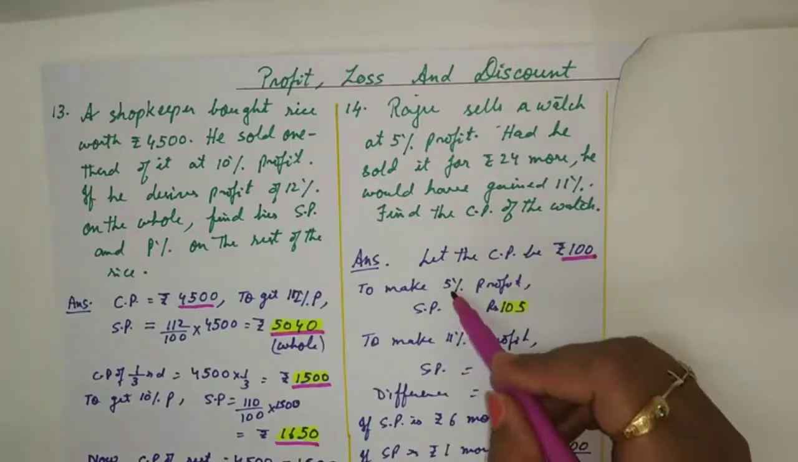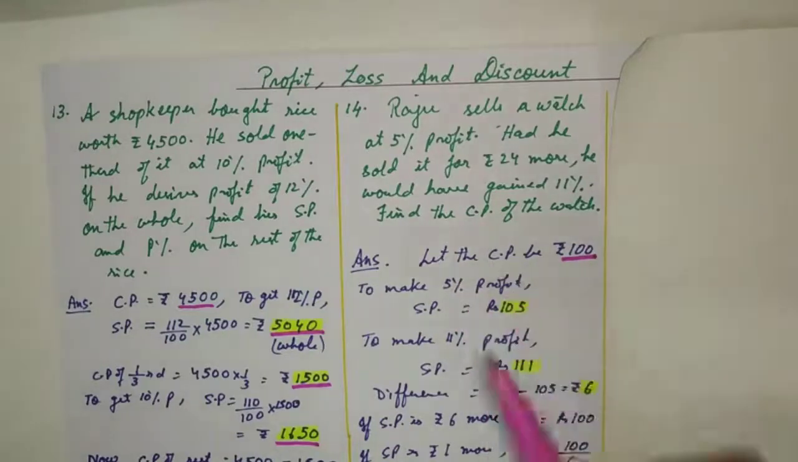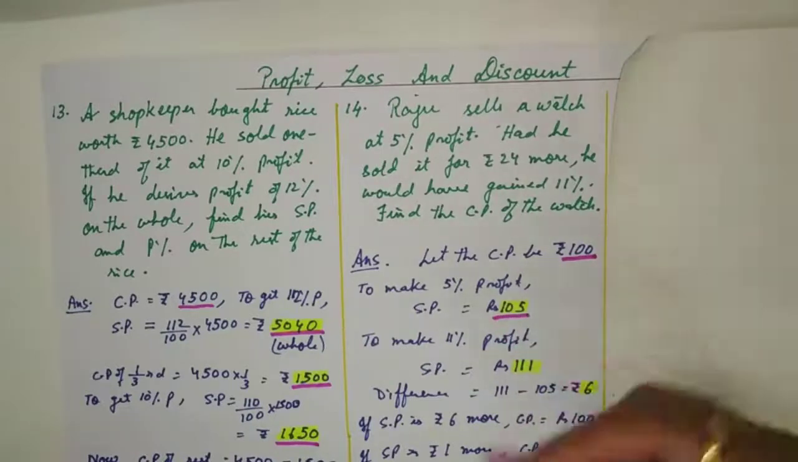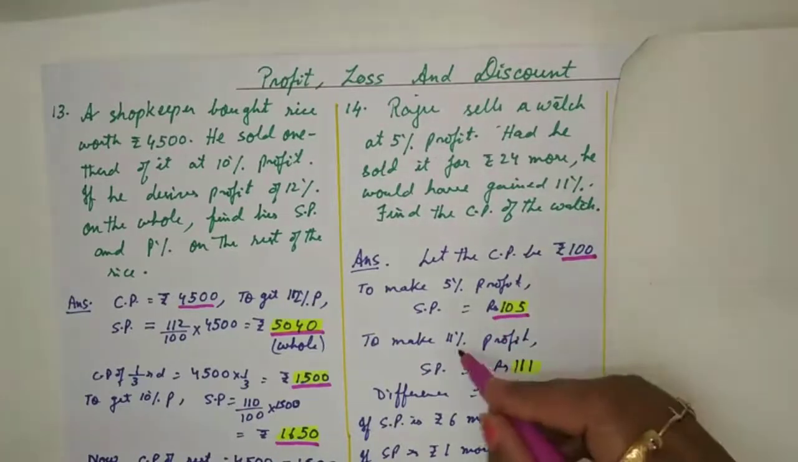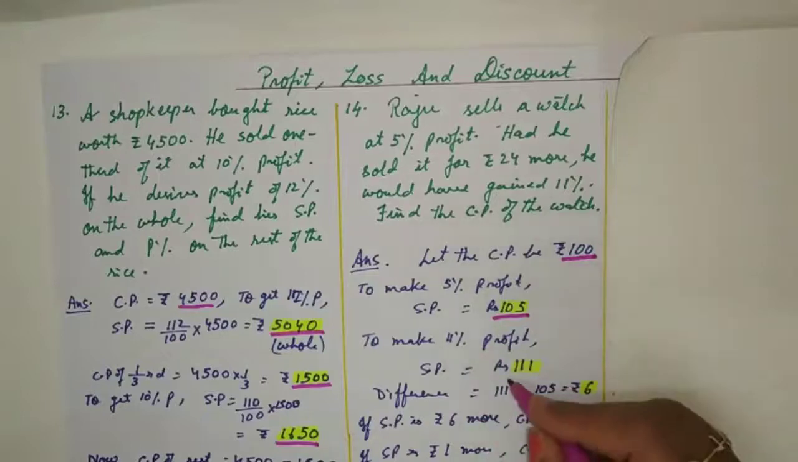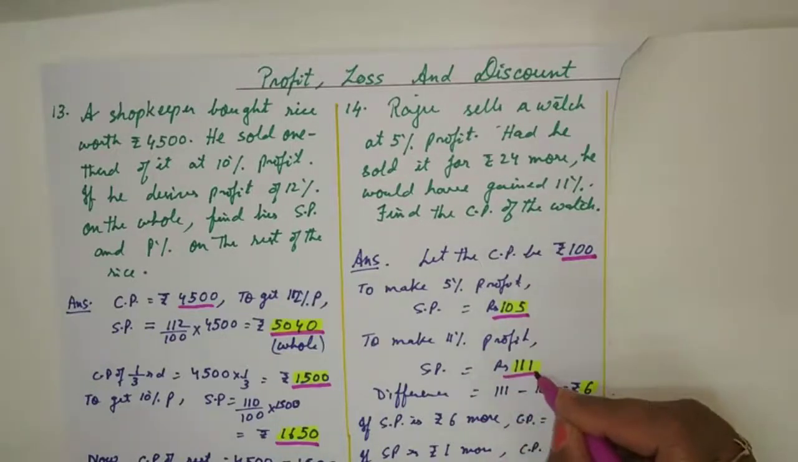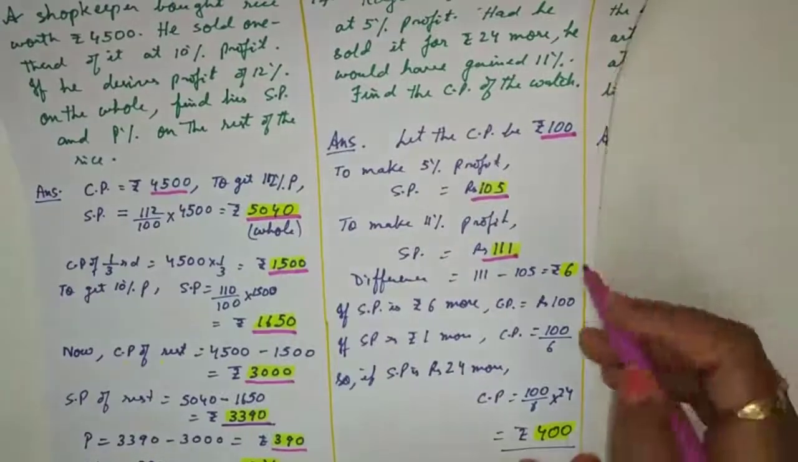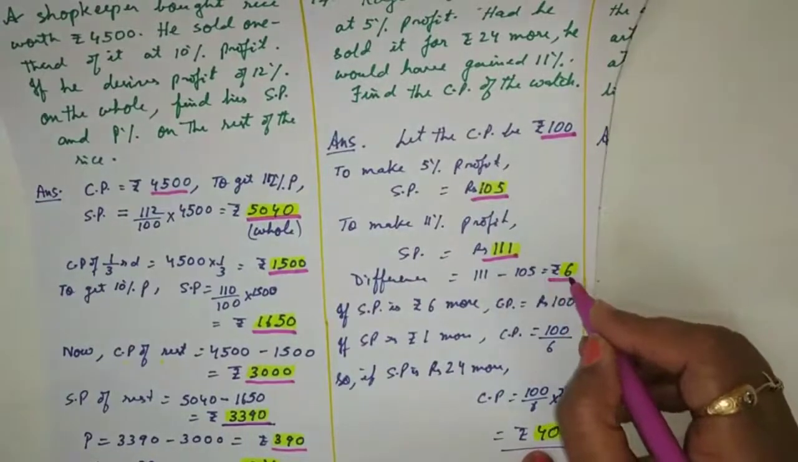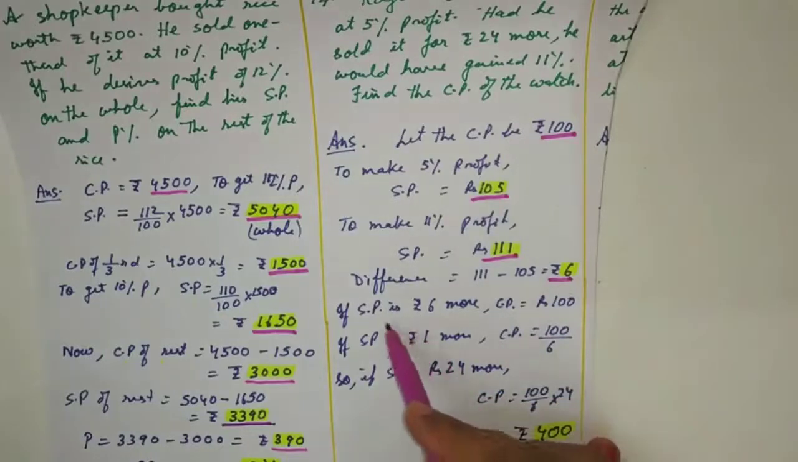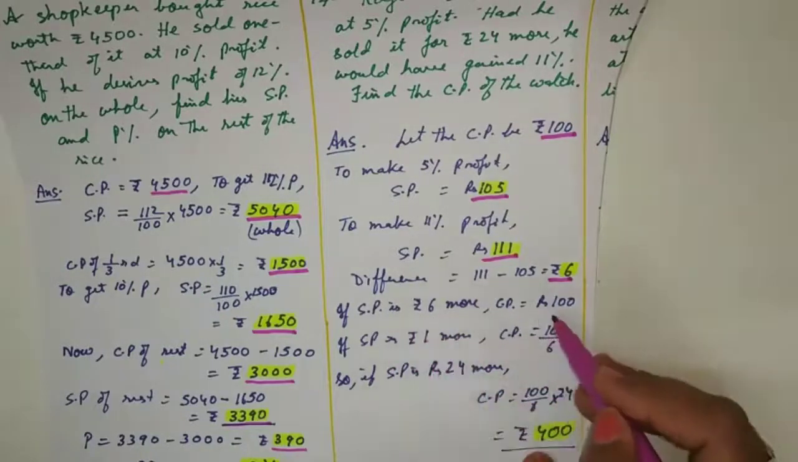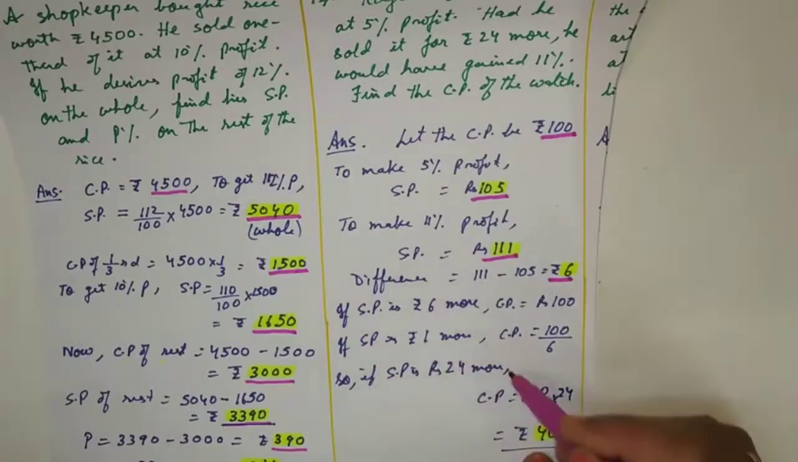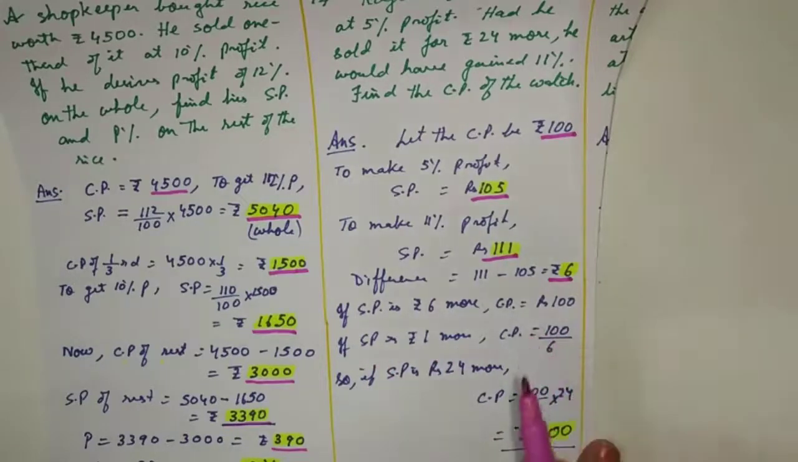In order to make the profit percent of 5, which he had made, his SP was 105. But he was willing to have 11% profit, so his SP should have been 111. Therefore, he should have increased the selling price by rupees 6. So when he should have increased the selling price by 6, his CP was 100. When he had to increase it by 1, his CP is 100 by 6, unitary method.